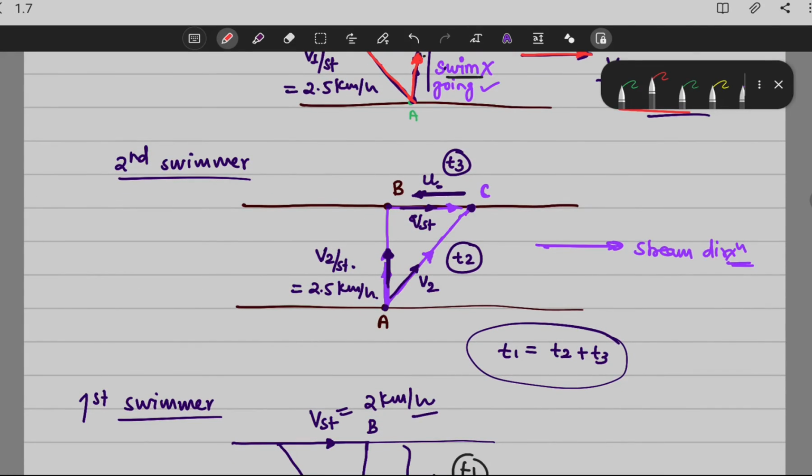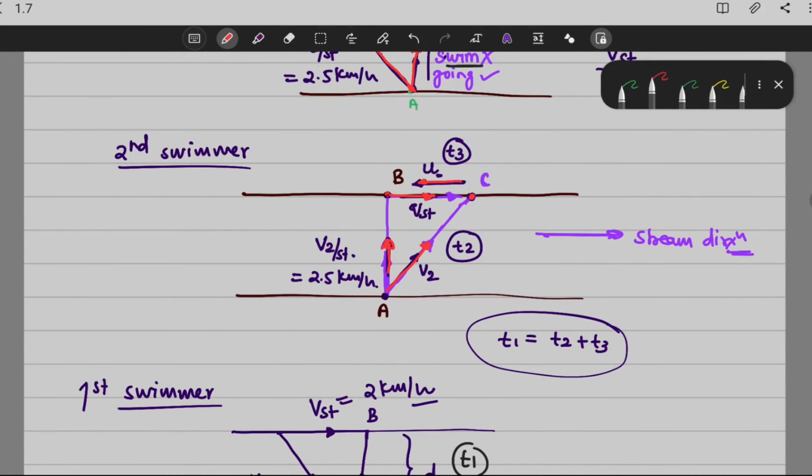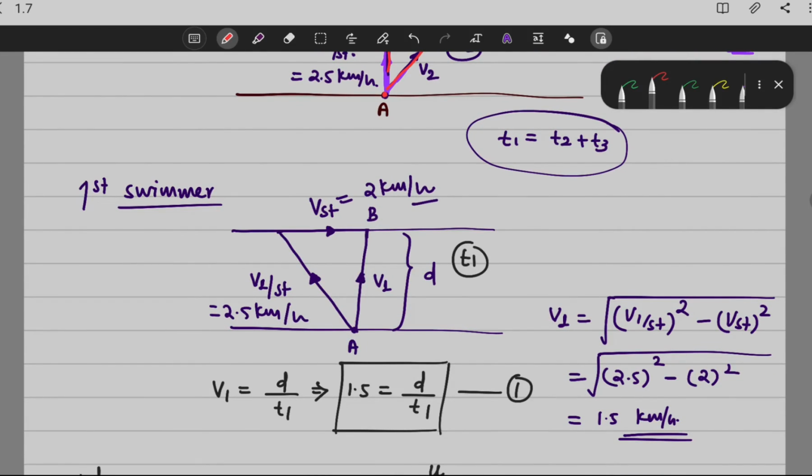Now the second swimmer is actually swimming in this particular direction, and because of the stream velocity it is going in this direction, and as it has reached point C, it has to come back to point B. That's why it has to walk from point C to point B with some velocity u, and it is saying that the time taken to go from point A to point B for swimmer 1 is the same as the time taken to cover the distance from point A to point C and from point C to point B.